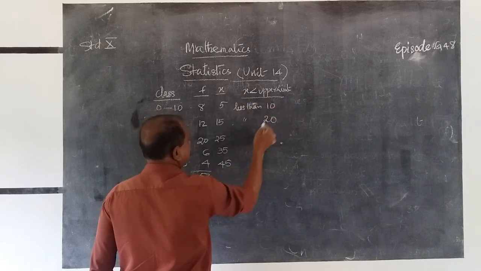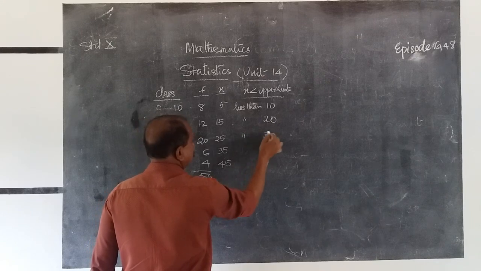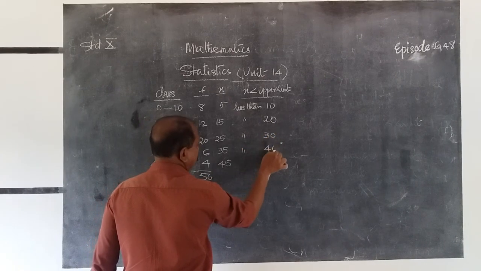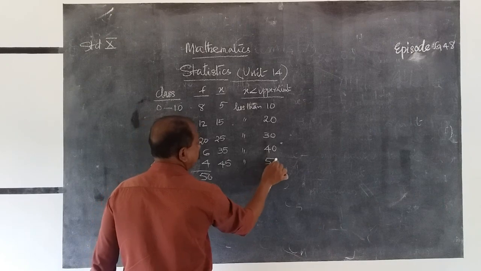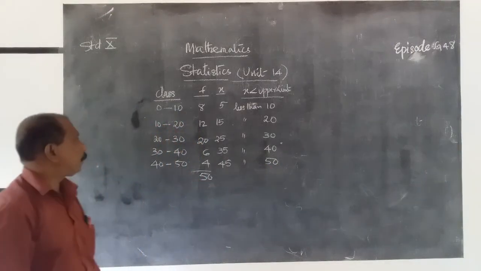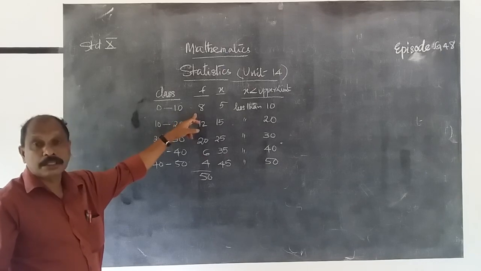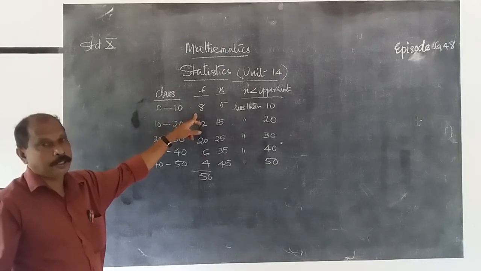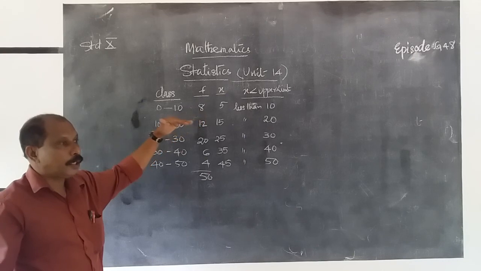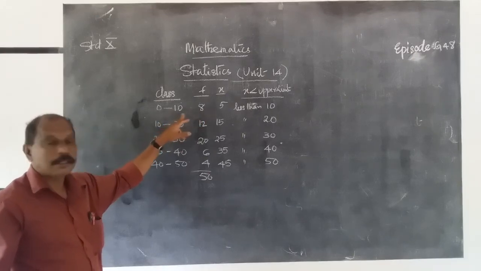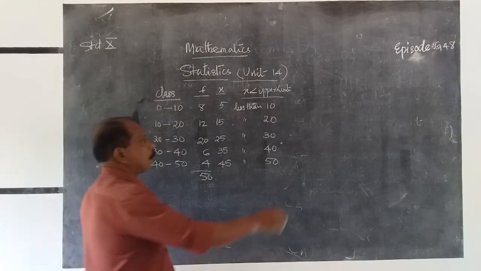Then 20, then 30, then 40, then 50. That is less than. That means in 0 to 10, how many numerical values? 8 numerical values. Therefore, all the values less than 10 means it is how many? 8. This is 8.